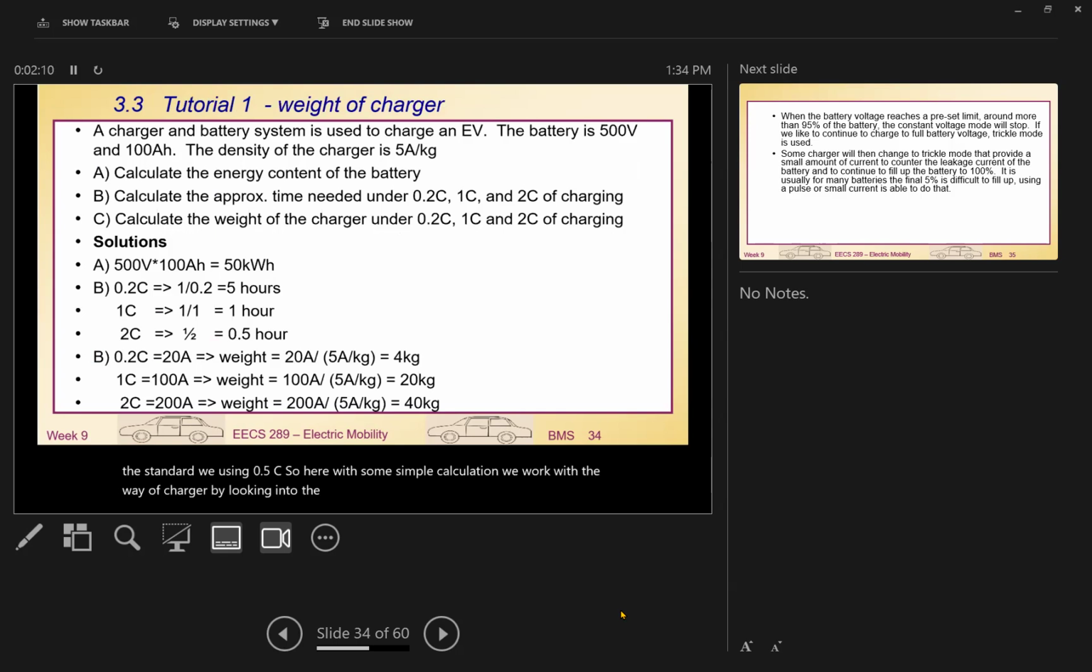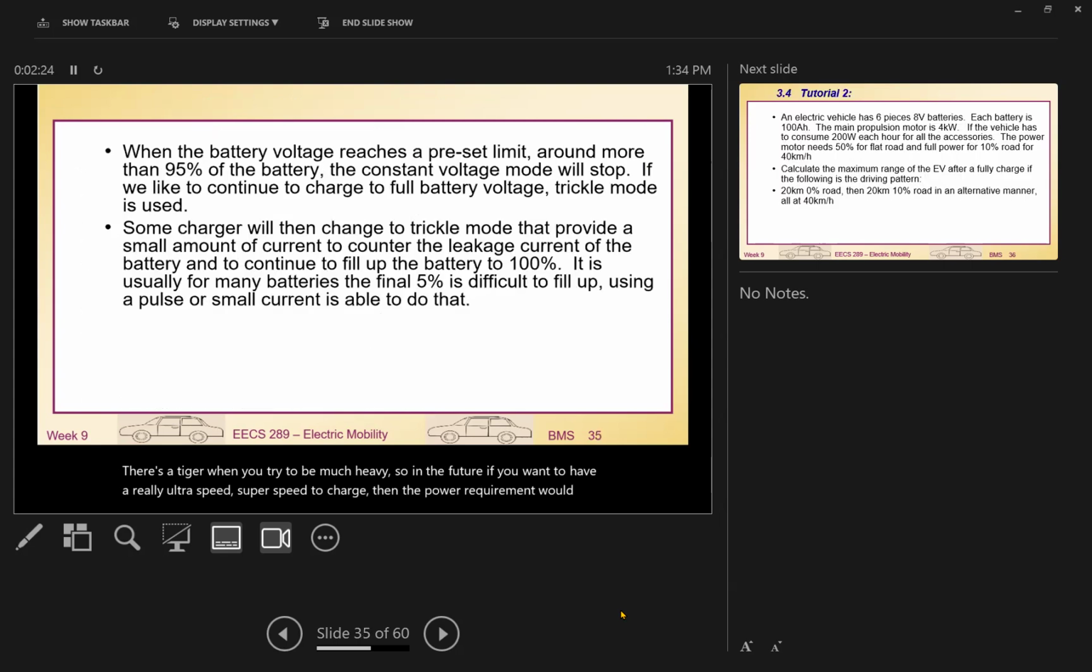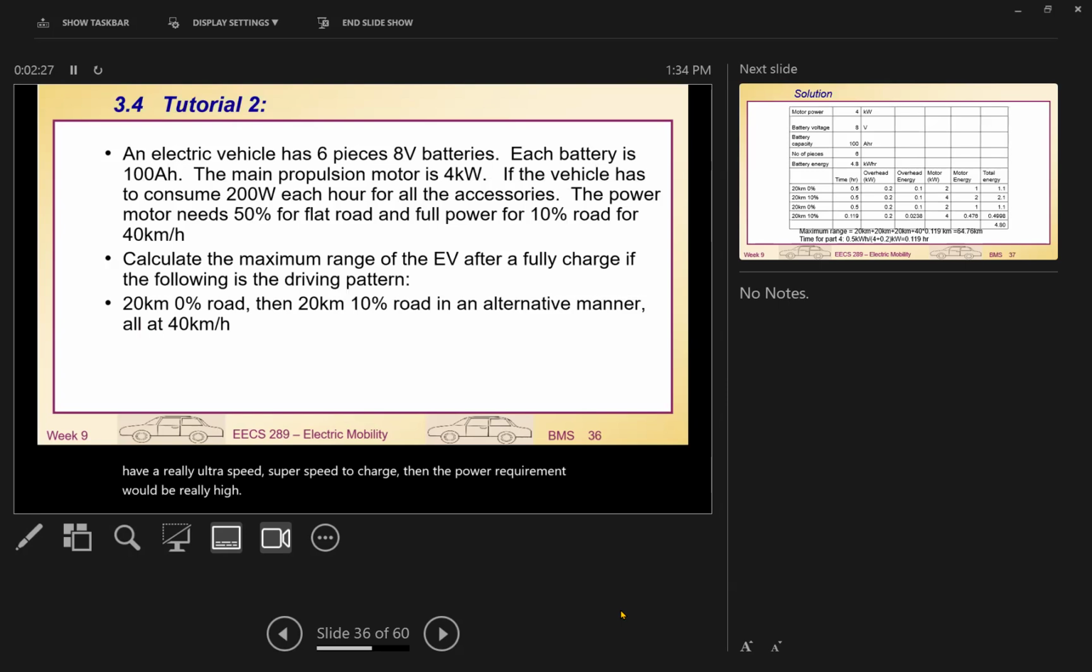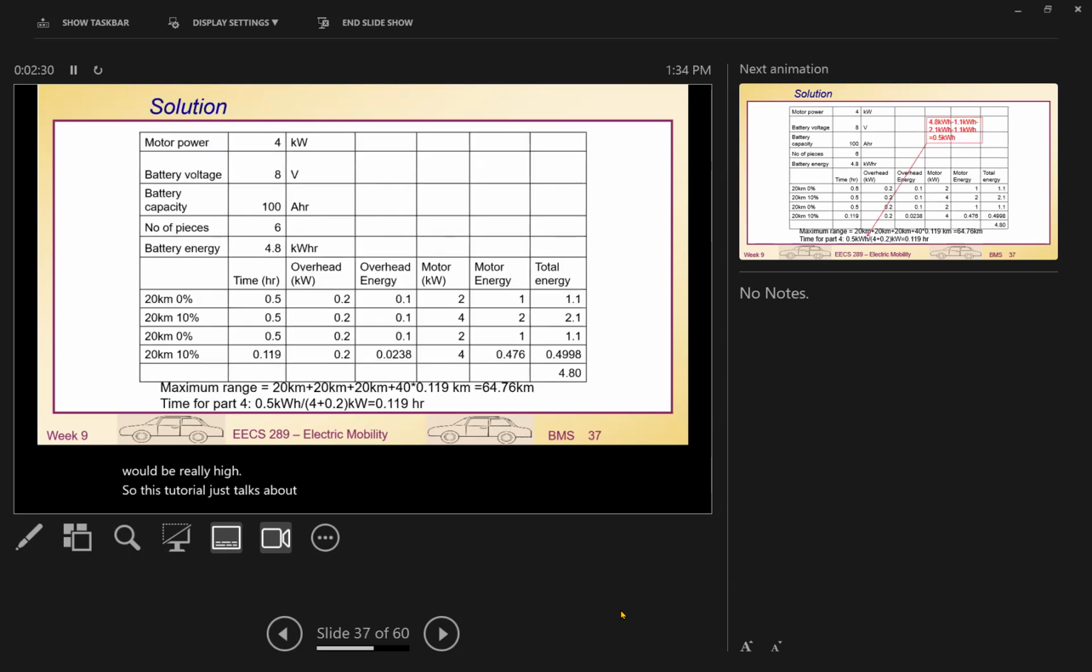Obviously, you can see that if you want to have a high C to charge, then you need high current, then the cable will have to be much heavier. So in the future, if we want to have a really ultra speed, super speed to charge, then the power requirement will be really high. So this tutorial is just talking about how we manage the battery with different gradient for the rate. I mean, it's a very simple calculation.